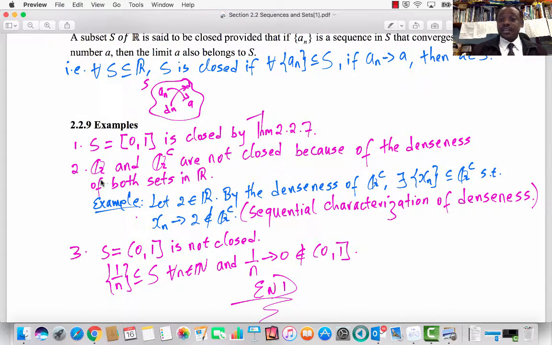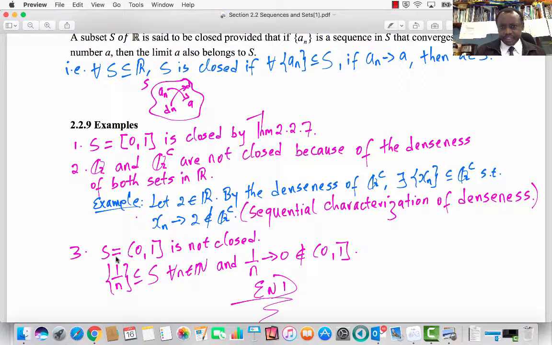Number 2, the set of rational numbers and the set of irrational numbers are not closed. Why? Because of denseness. Example, let's pick the number 2. This is a rational number. It is a real number. By the denseness of the set of irrational numbers, I can always find an irrational sequence xn such that xn converges to 2. Remember the sequential characterization of denseness? Xn is an irrational sequence. It converges to a rational number. So Q^C is not closed. Similarly, Q is not closed, again because it is dense in R.